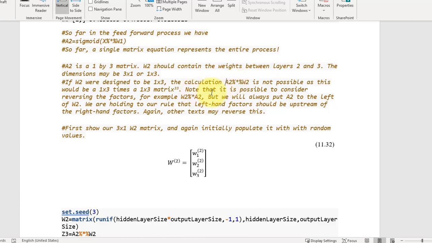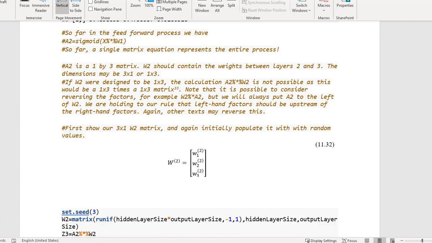Note that it is possible to consider reversing the factors. So if we did W2 times A2, so put the W2 over here and the A2 over here, then we would have what? W2 would be 1 by 3, and A2 would be a 1 by... no, that wouldn't work either, would it? Okay, that may be an error. But anyway, we're not doing that, so it doesn't matter.